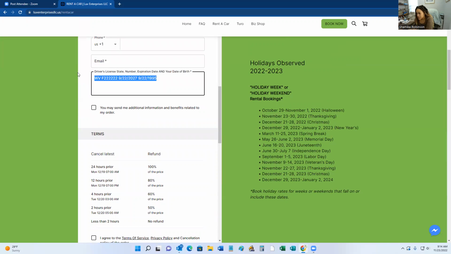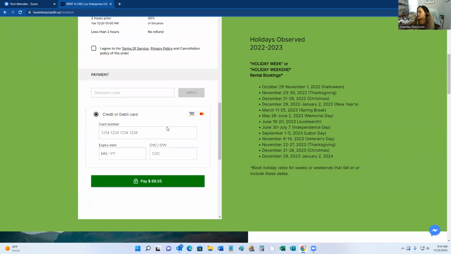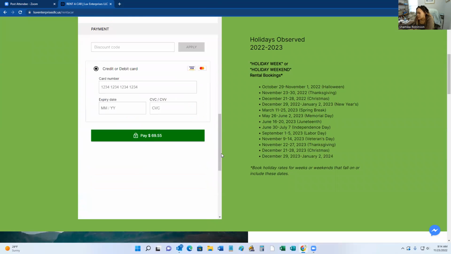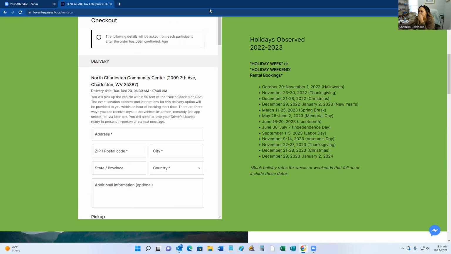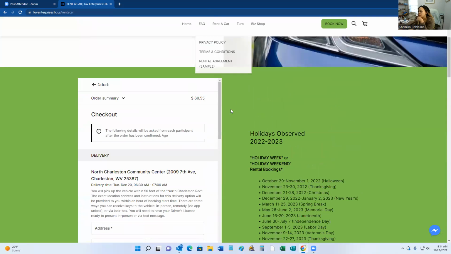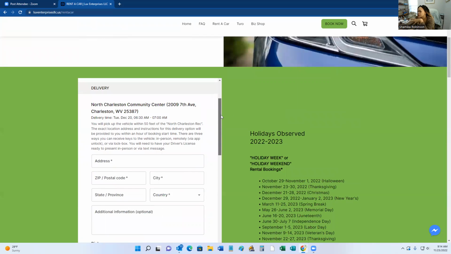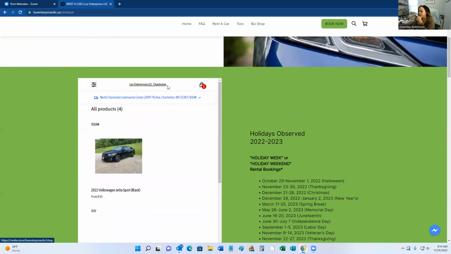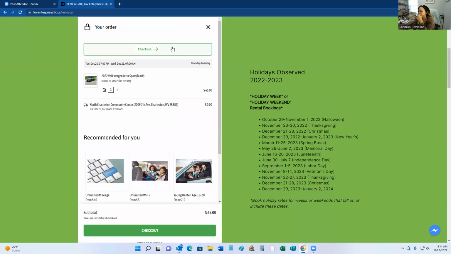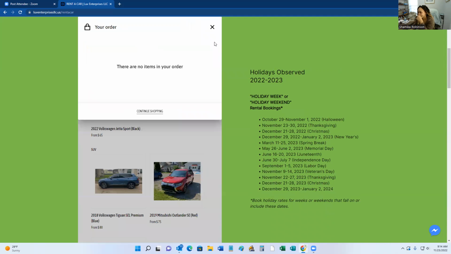But here you can just state that it's already in another order, something similar to that. Go ahead and agree again and go ahead and pay, right? Because now you're getting that non-holiday rate, okay? And there you go. So I hope this actually helped you figure out how this works. I'm going to go ahead and empty my cart.